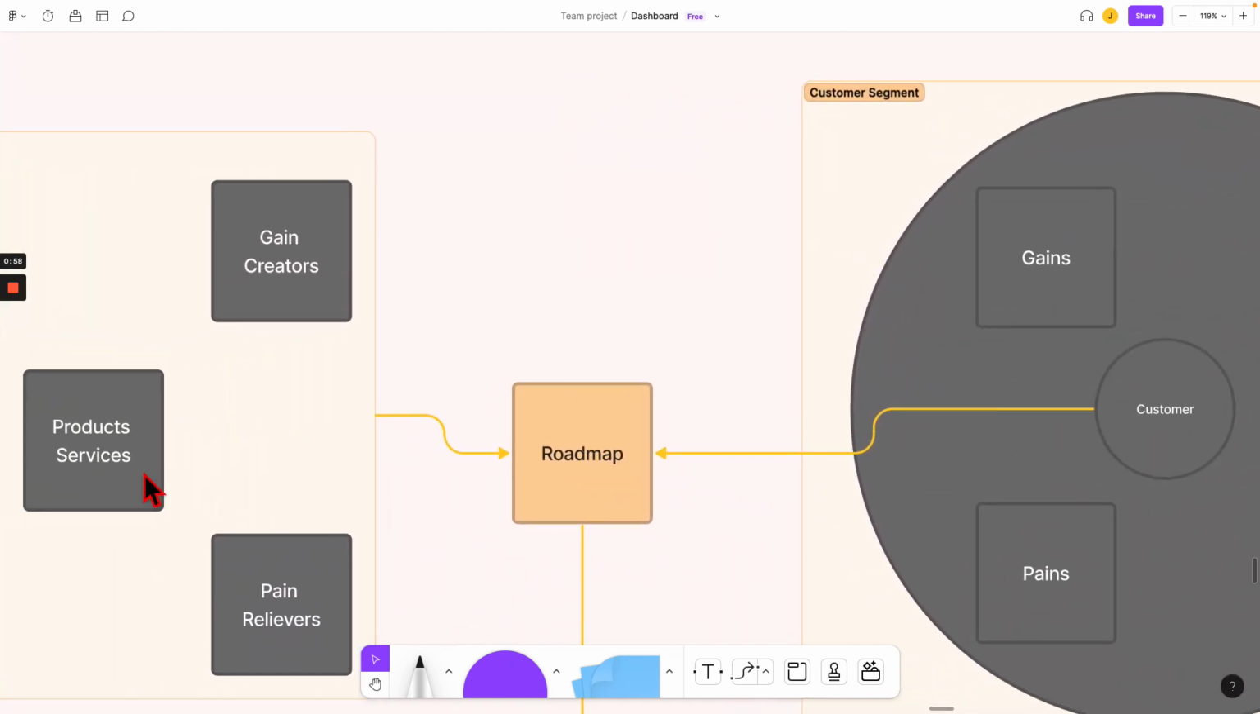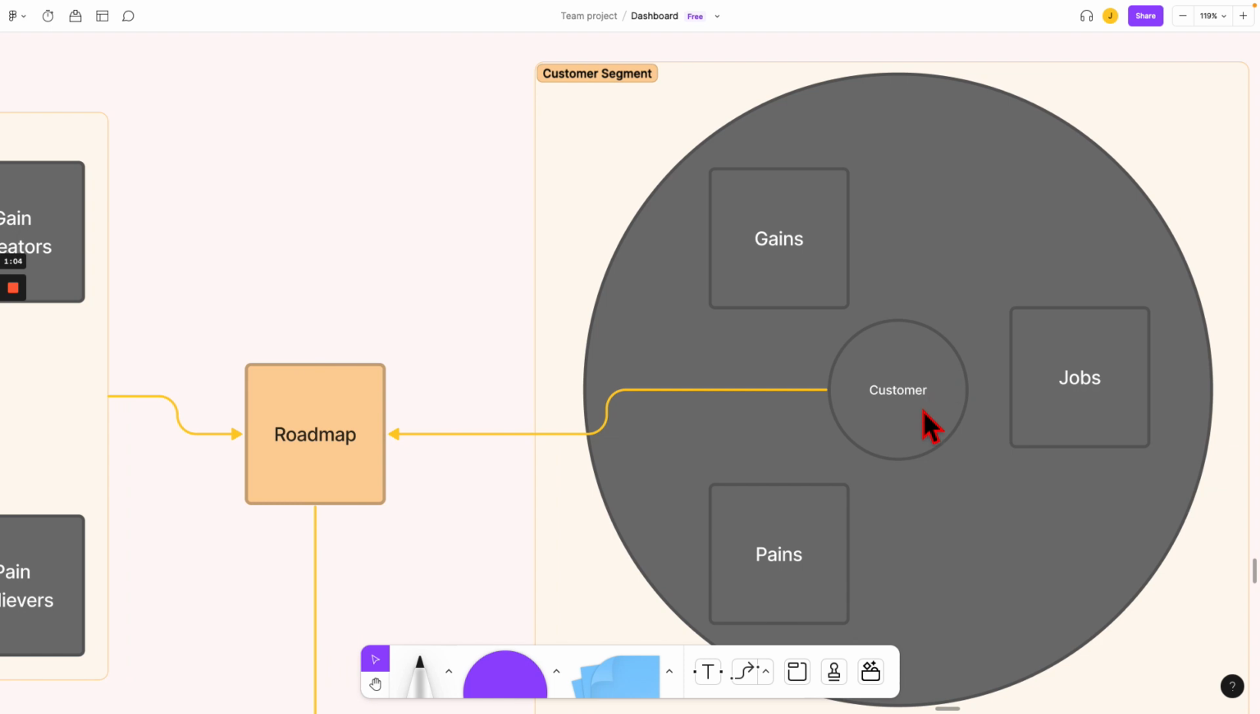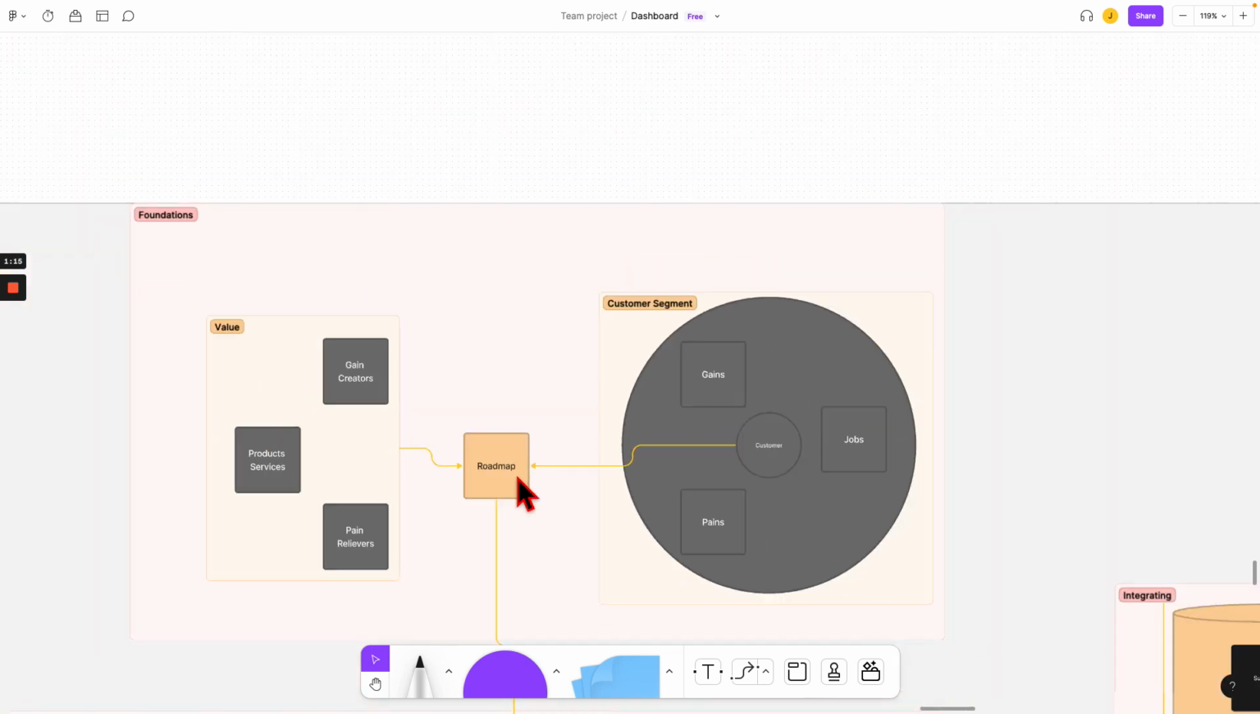You need to understand your organization's products and services, what's a pain reliever and a gain creator, along with your customer, right? What is your customer hiring you for? What job are they experiencing, and what things in their customer journey are going to be gain creators and pain relievers? That's the other half of your roadmap.